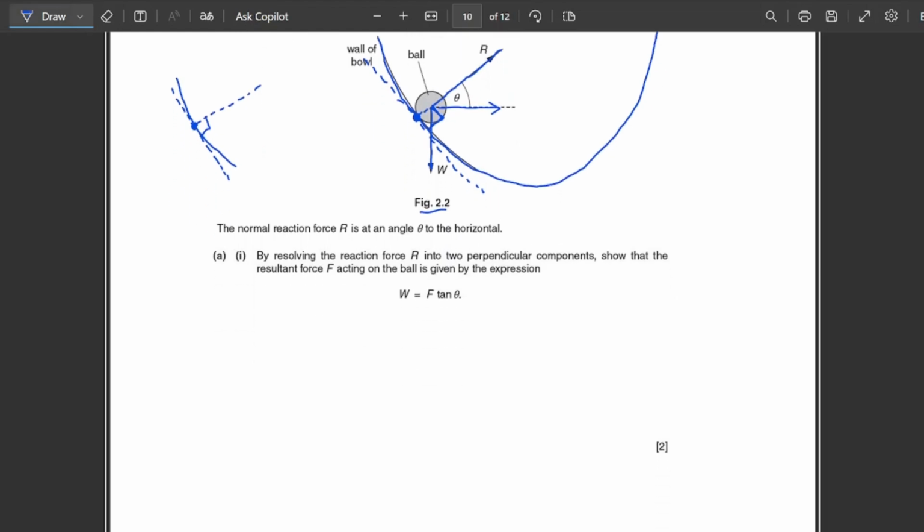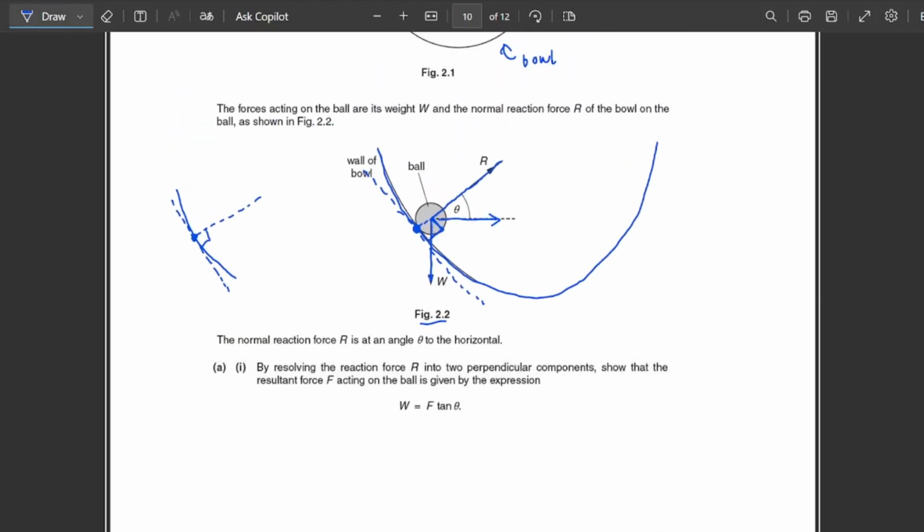Now it says that the normal reaction force is at an angle theta to the horizontal. So this right over here is the ball, right? And it's like this. And they basically drew an axis over here. So this would be the horizontal, this would be the vertical, and the R, the reaction force, is sort of at an angle theta to the horizontal. So this is the horizontal H, that is the reaction force, and it's theta from the horizontal.